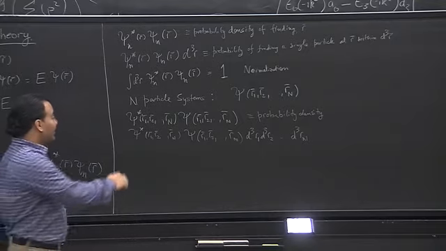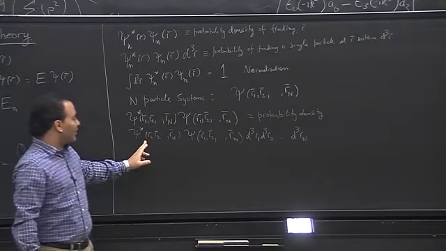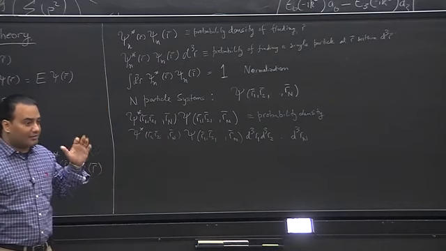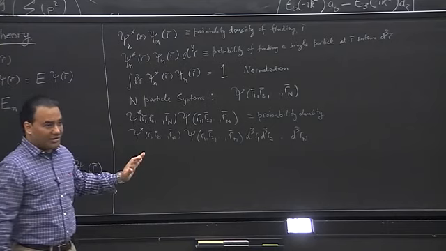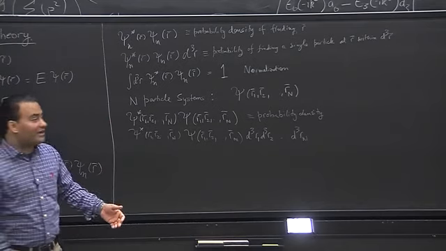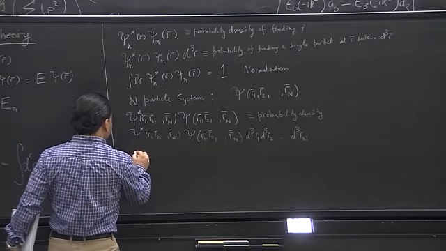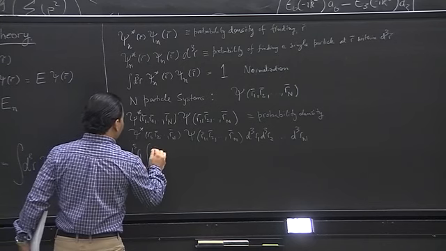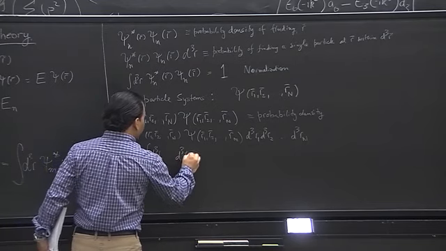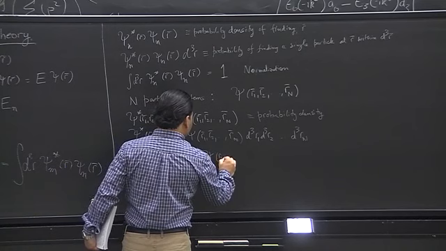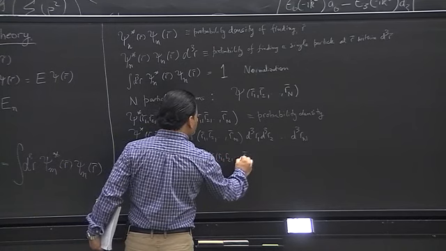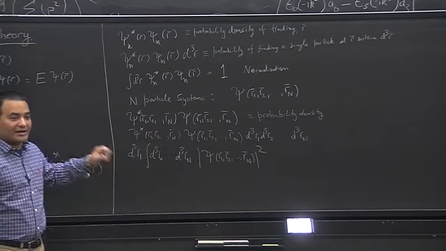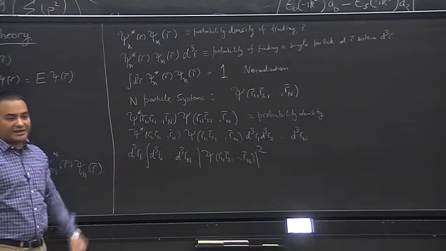Now, this is really a joint probability. It's a joint probability of finding one particle at r1, second at r2, nth at rn. What if you're only interested in calculating the probability of finding one particle at r1? In this case, you do not care about where the other particles are. So we can write d cube r1 and integrate over all other coordinates. This quantity gives you the probability of finding one particle at r1 within an infinitesimally small volume d cube r1.